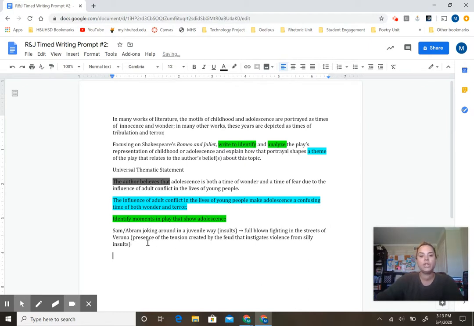So I'm trying to show here that these moments of adolescence all change from times of wonder to times of tension because of this adult conflict, which is represented by the tension of the feud, right? That's how we're going there.